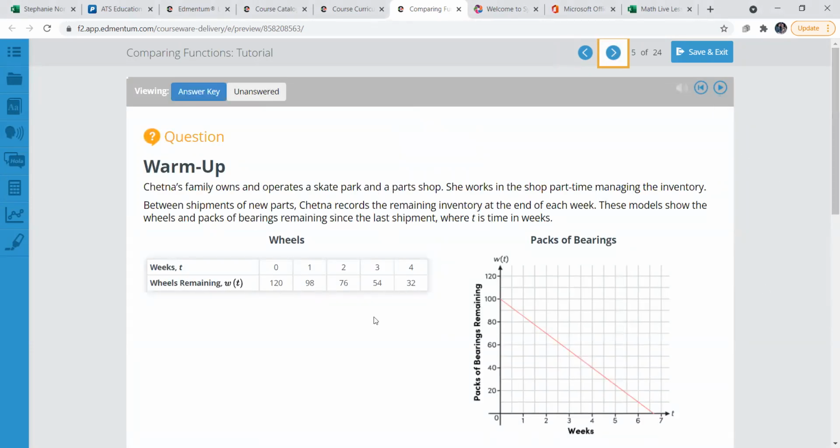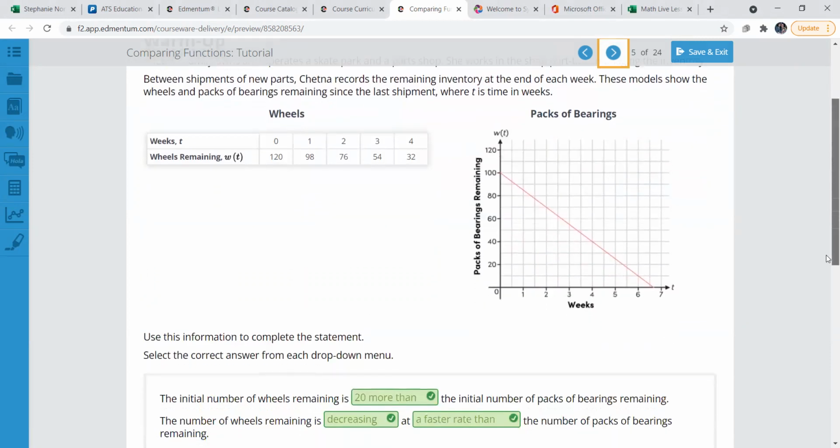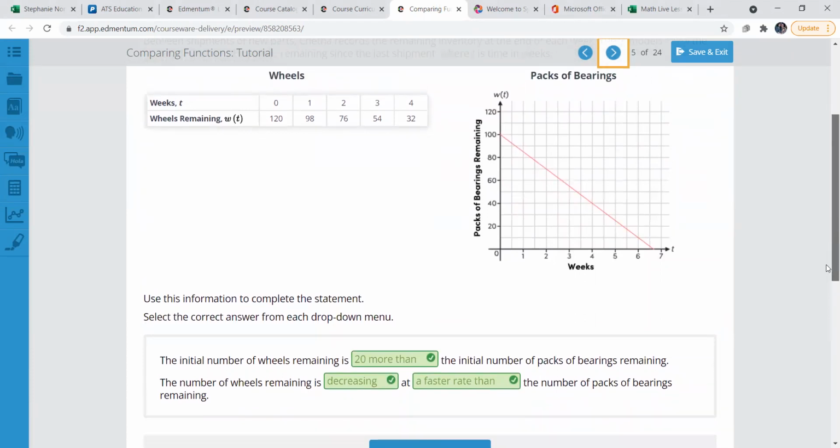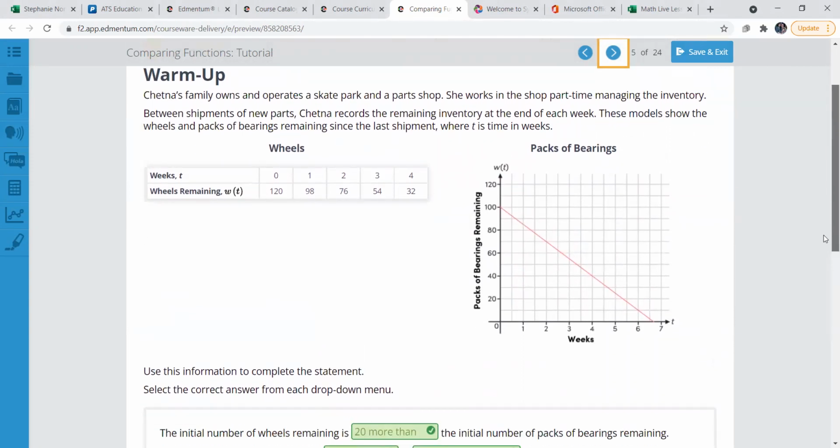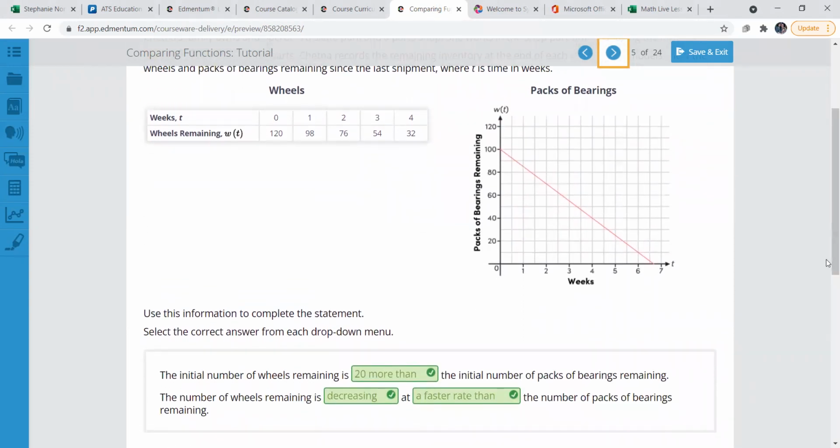So here's a function. Here we have a graph. We have what the function looks like. It's a linear function, and we'll just review the question. So here we have a table. It goes in weeks and wheels remaining. Okay, so the initial number of wheels remaining is 20 more than the initial number of packs bearing remaining.